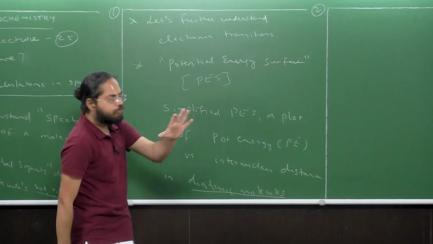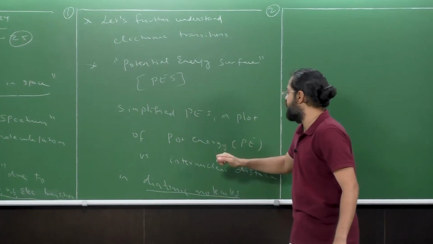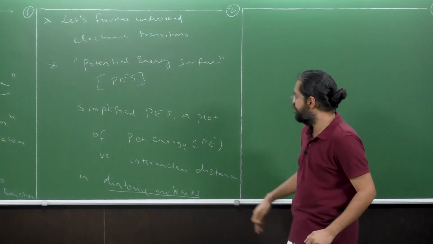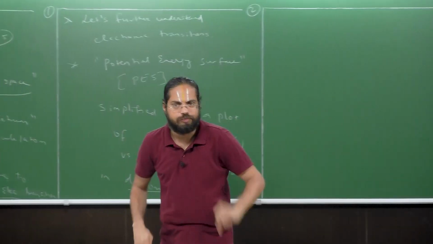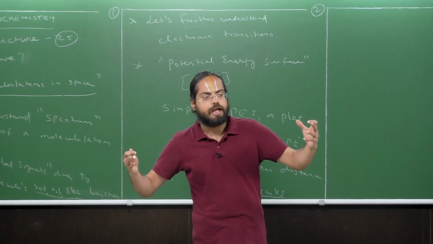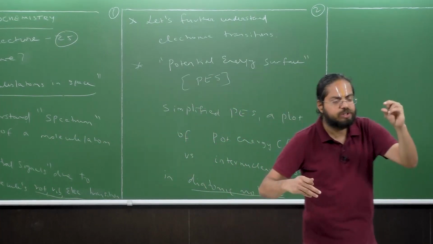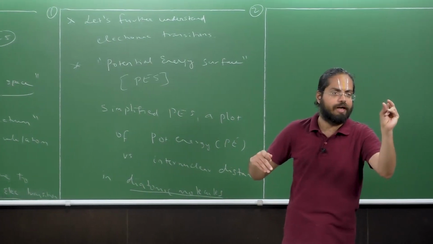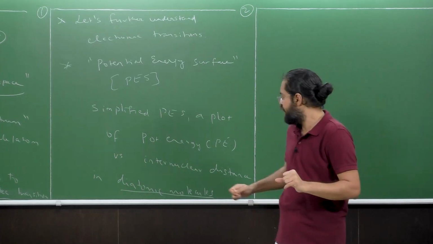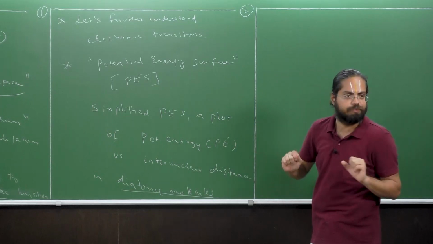All right. So what we're going to study is simply a plot of the potential energy of a diatomic molecule versus its internuclear distance. A diatomic molecule contains two atoms, correct? And as a function of the distance between the two atoms, measured from the nuclei, we can plot the potential energy of the system.